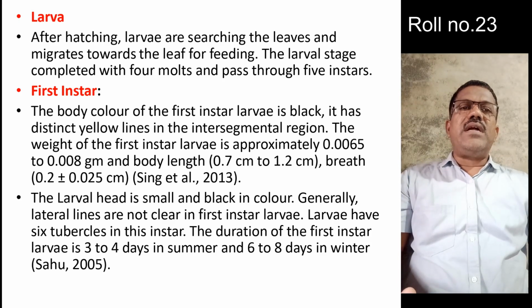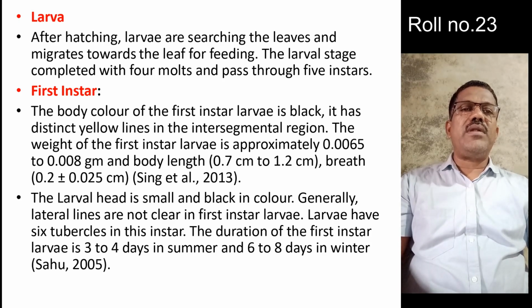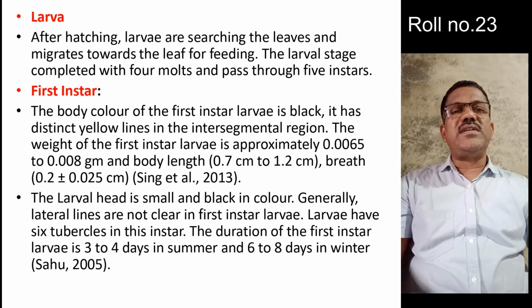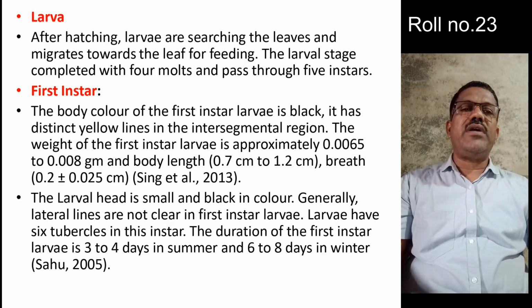The first instar larva is black in body color. It has distinct yellow lines in intersegmental regions. The weight of the first instar larva is approximately 0.0065 grams and body length is 0.7 to 1.2 centimeters. The larval head is small and black in color. Generally, lateral lines are not clear in first instar larvae. Larvae have 6 tubercles in this instar. The duration of the first instar is 3 to 4 days in summer and 6 to 8 days in winter.